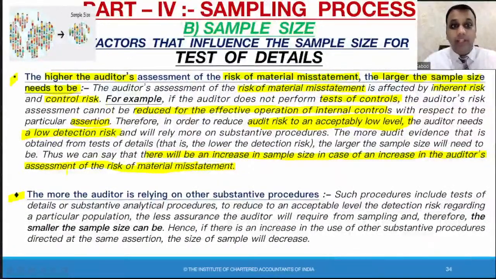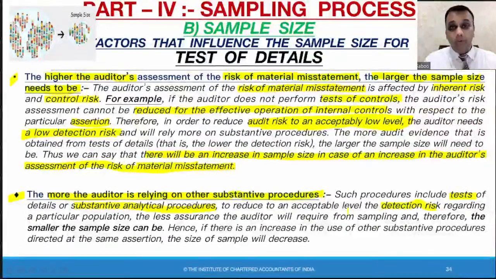Just be with me. So the next factor is how much the auditor is relying on other substantive procedures. So we test the details, we carry out substantive analytical procedures. Analytical procedures is your next chapter, chapter number 8. We carry out different kinds of alternative procedures as well to reduce our detection risk. So if we are directing our effort on other procedures as well, more other substantive procedures we are carrying out, we will minimize our effort on the samples, because we have other procedures as well which we are carrying out, and they'll also yield us some results.